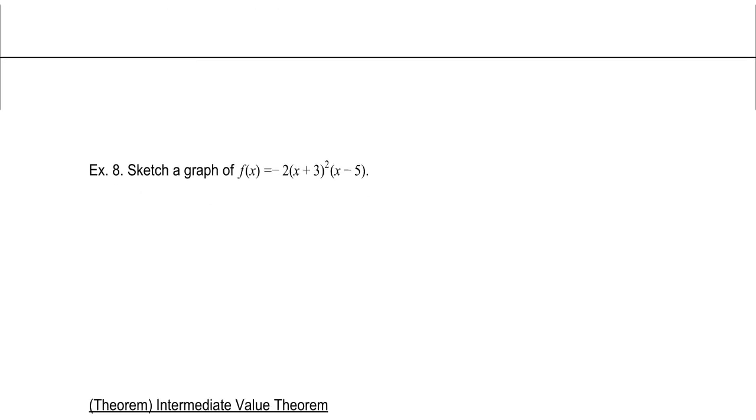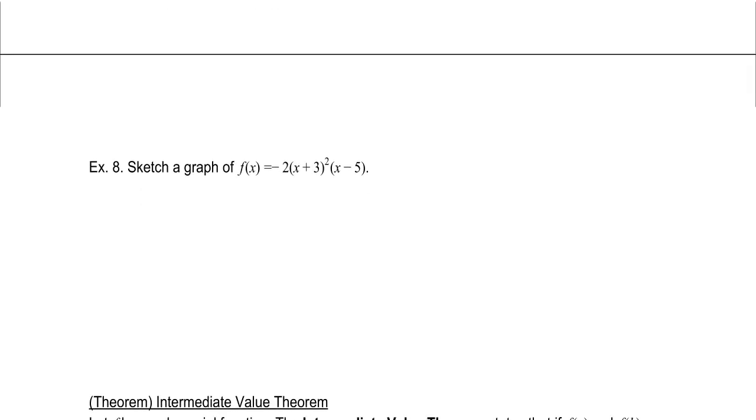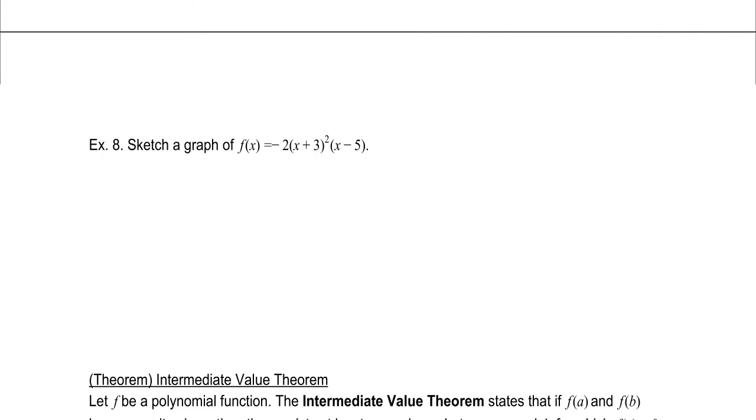Now let's use all this information we have gathered so far to sketch the graph of f of x equals -2(x plus 3) squared, that quantity, and then we have a factor of x minus 5 as well. All right, let's sketch this. Based on our end behavior, we need to know our degree. We have a second degree polynomial here, that's squared, and a first degree. So in total, we have a degree of 3.